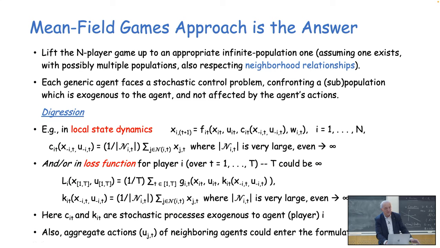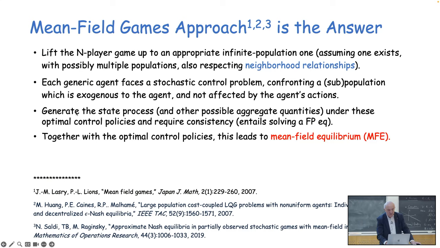And so therefore, one can prove that this is an exogenous process which is independent of the actions of the ith player. And so you generate the state process and other possible aggregate quantities under this. Each agent solves an optimal control problem, which is driven by this exogenous process. The state is driven by it, and the exogenous process also enters into the loss function.